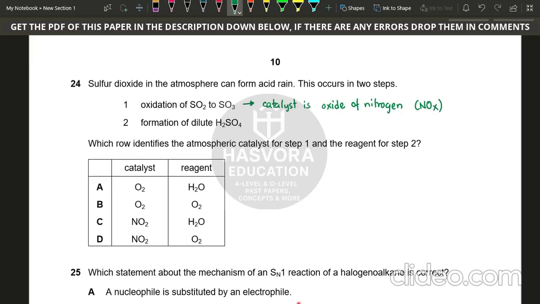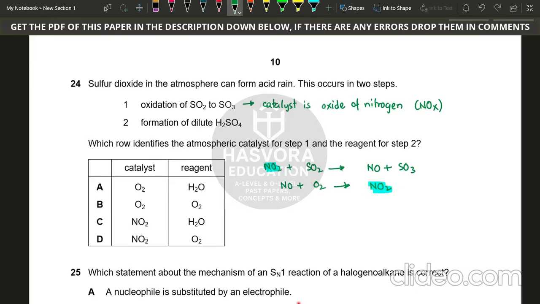Okay, so what actually happens is, for example, if there is NO2, it will react with this SO2. It will donate one of its oxygen and form NO plus SO3, and then this NO will further react with the atmospheric oxygen to form NO2 again. Okay, so this is acting as a homogeneous catalyst. It is just recreated at the end.